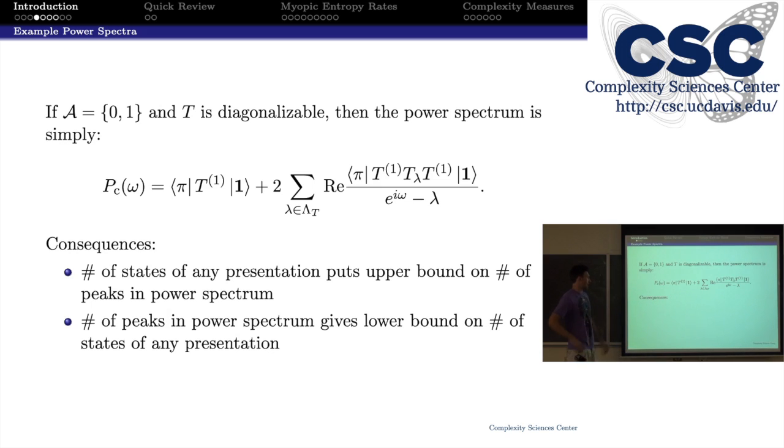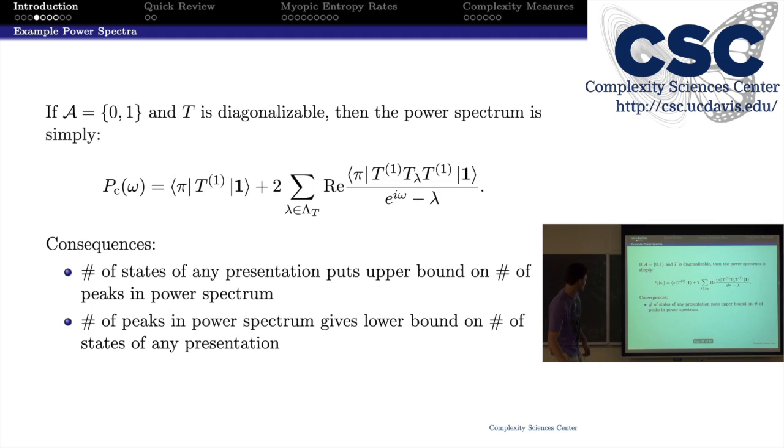So take a look at this form, and we're saying that this is the most general form of a power spectra that you can have if your alphabet is 0 and 1 and your transition matrix is something diagonalizable. So I can also write down more general things, but it's just harder to see through. And so we start to see limitations on what's possible of power spectra if they can be defined by a finite state hidden Markov model. And of course, it can be non-unifilar or whatever.